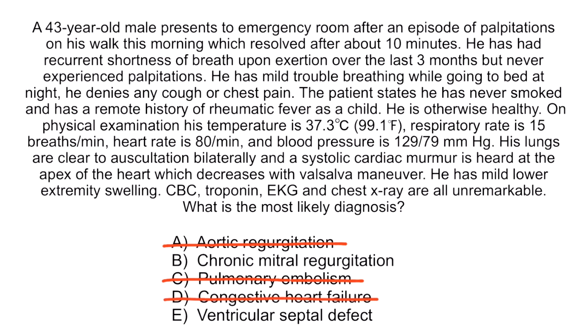Congestive heart failure, option D, could also present with orthopnea, shortness of breath, and palpitations, but a murmur would not necessarily be anticipated. A patient with symptomatic congestive heart failure may also have jugular venous distension or edema of lower extremities, which is not mentioned here. And this concludes our presentation on mitral valve diseases.